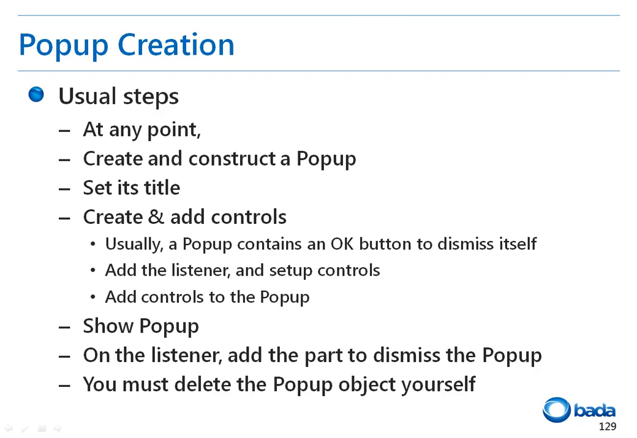As I mentioned previously, a pop-up is a modal window. It cannot receive input from another part of the screen. Therefore, controls on the pop-up should be used to remove the pop-up, so add the OK and Cancel buttons, and make the button listeners hide the pop-up. Finally, if the pop-up is no longer necessary, the developer should manually delete the pop-up.